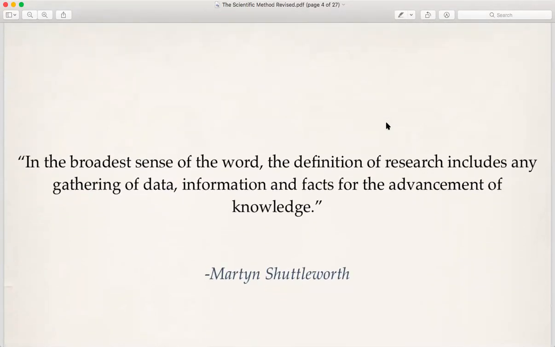And here's another definition. This one includes more the idea of gathering of data, information, and facts. So this introduces the concept that research ideally is supposed to be primary research, right? It's things where you're answering a question that perhaps has never been answered before.